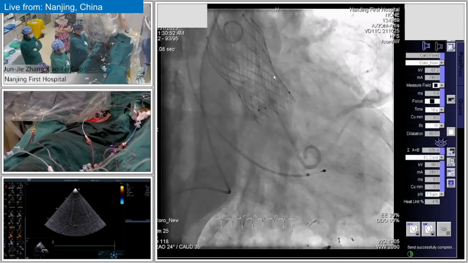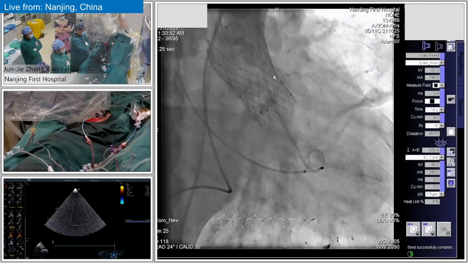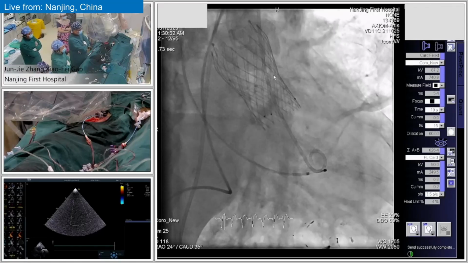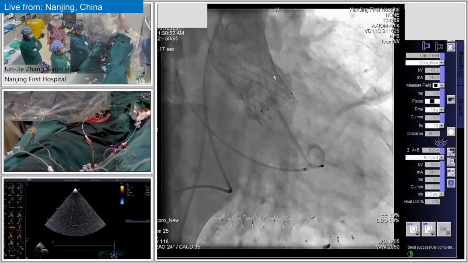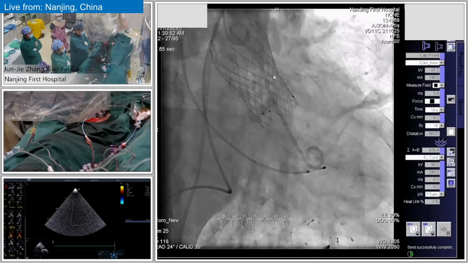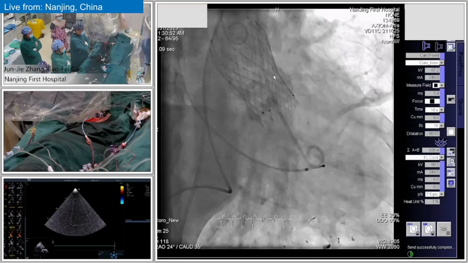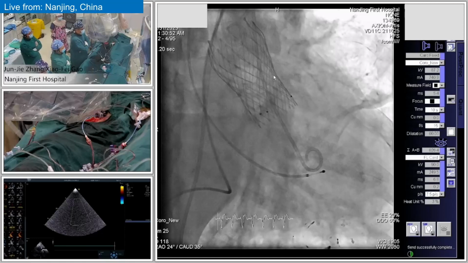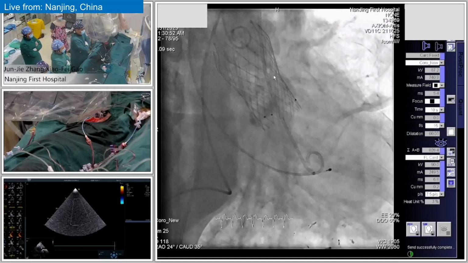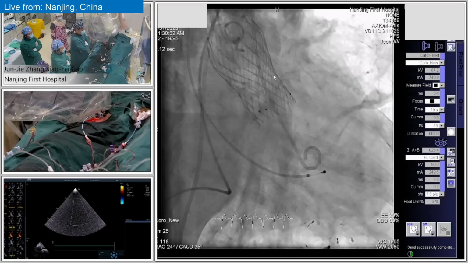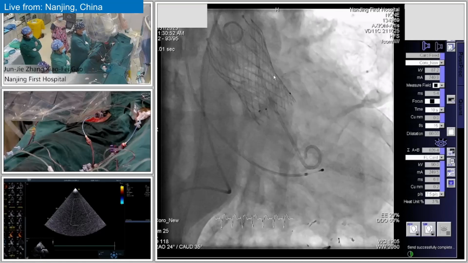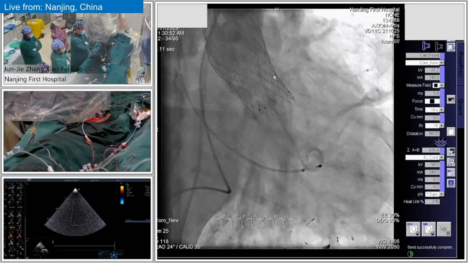Another important technical issue is deployment. During deployment, a super stiff wire is very important, because if there is severe calcification, the valve will be prone to diving into the LV. So at this time, we should use a super stiff wire like a Lunderquist wire, and the operator's assistant should hold, maybe push the wire a little, to avoid the valve diving into the LV.